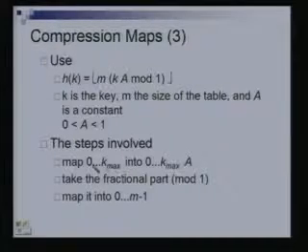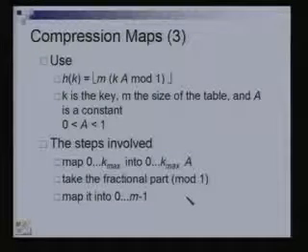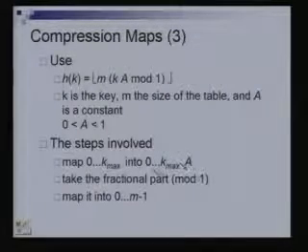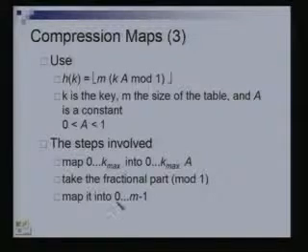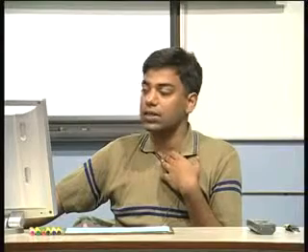I'll repeat this. You first took your key, multiplied it by a, where a is some number between 0 and 1. Then from what you got, you took the fractional part of that number, which is again something between 0 and 1, and then you rounded it down. So this is another popular compression map. You could have done something different also here. You could have, for instance, taken this and mapped it to 0 through m minus 1 directly, although it's not clear how you would do it, perhaps divide by m or some such thing. So this is one popular way of doing things.